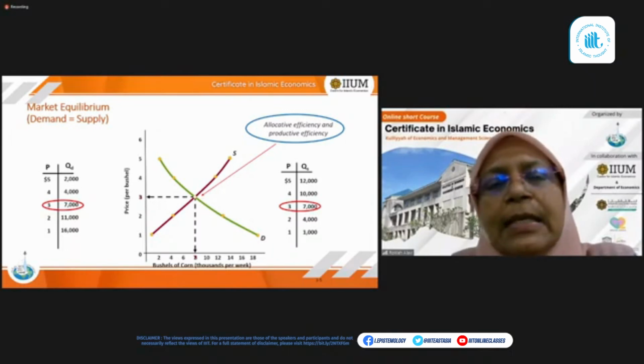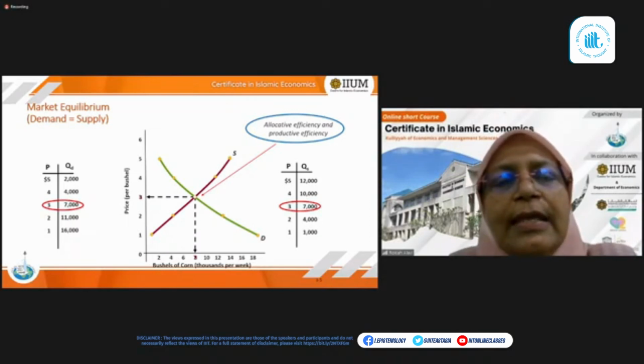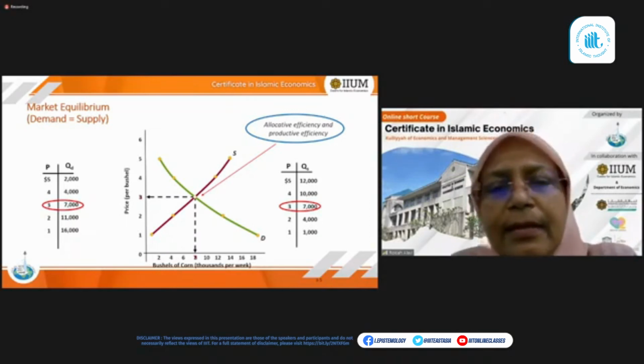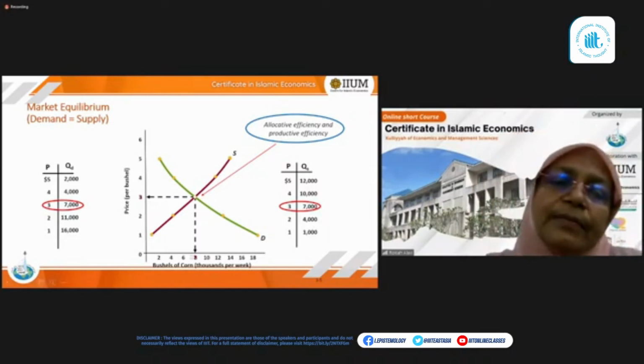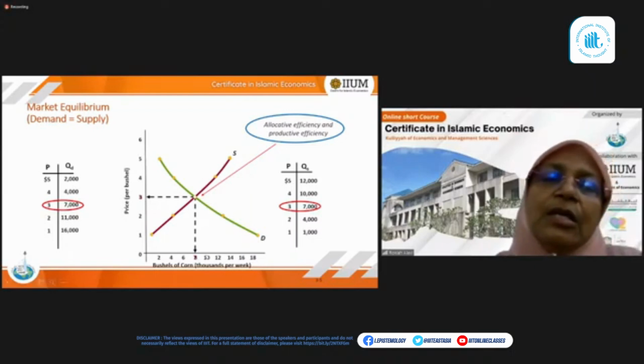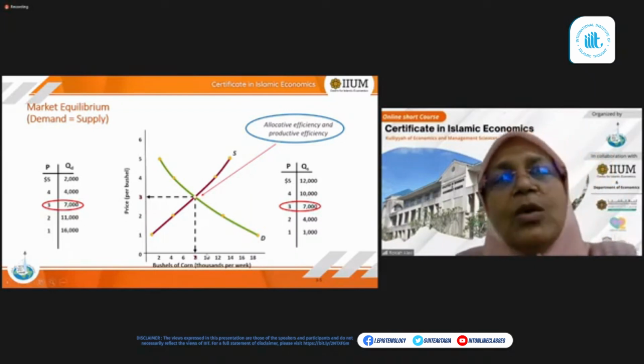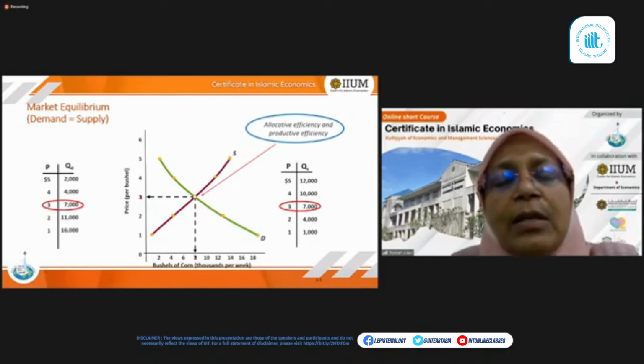So it means consumers are getting corn at $3 per bushel. That is the lowest price they can get in the market, the best price. The cost is the lowest for producers. So consumers are getting the lowest price. And this 7,000 here means consumers are getting what they are looking for. Their social well-being is taken care of. Whatever they want, in this case corn, they already got what they want.